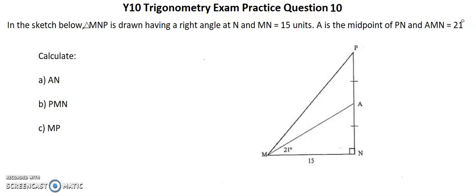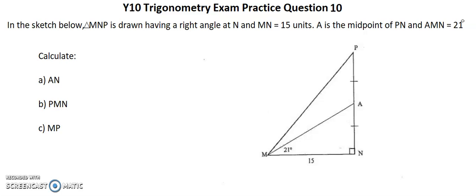Year 10 Trigonometry Exam Practice Question 10. In the sketch below, the triangle MNP is drawn having a right angle at N and MN equals 15 units. A is the midpoint of PN and angle AMN is equal to 21 degrees.